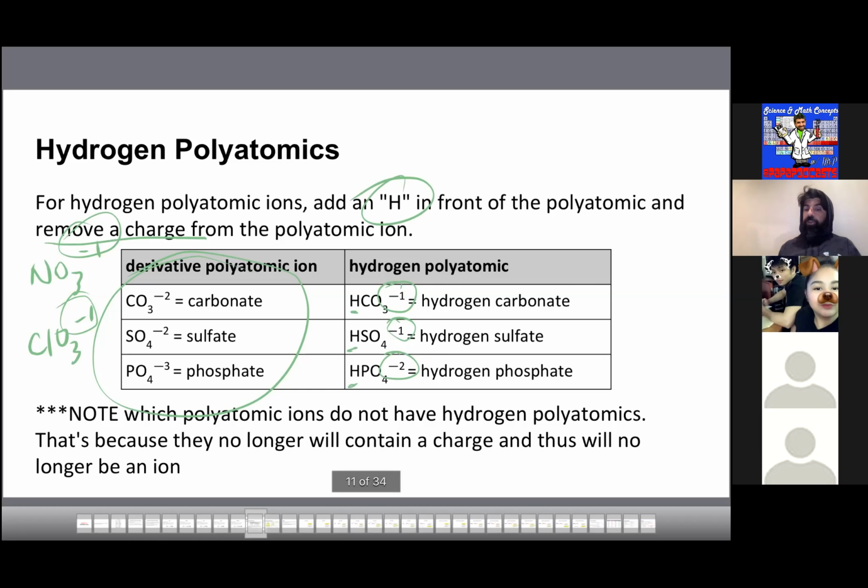If we remove the charge from nitrate, we put an H there, we drop that charge, it's no longer an ion. Notice there's no charge anymore. We get rid of that -1, it's gone. Same thing would be with chlorate. But with carbonate, when we add an H to it, we still have an ion left. So we still have a -1 charge left.